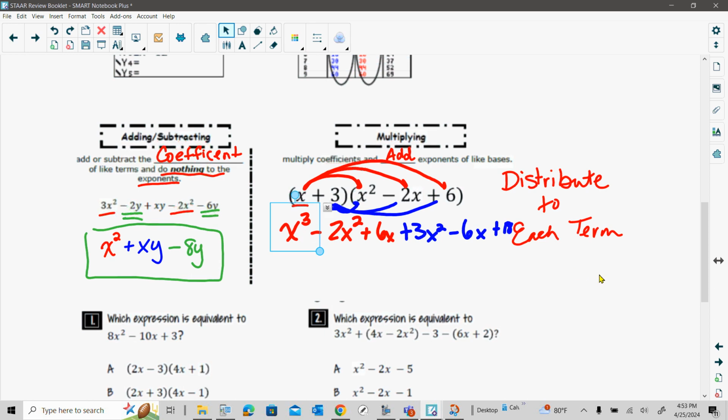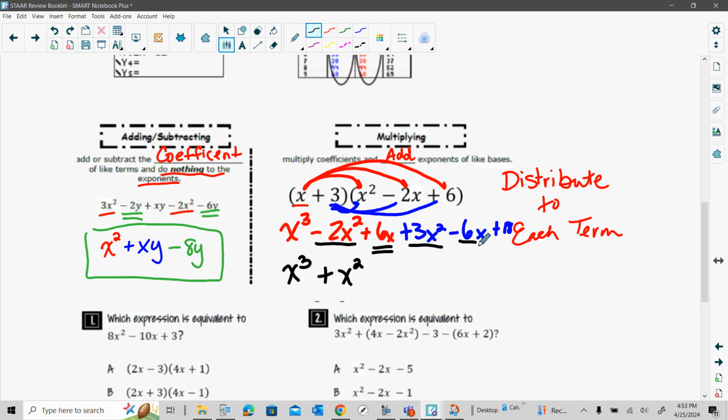All right, so then from here, we're just combining like terms. We want to start with the highest exponent. And our highest exponent is this x cubed. Then the next highest would be the x to the second power, the square. So this minus 2x squared and plus 3x squared is going to leave me with this positive x squared. Then I have plus 6x and minus 6x. Well, that's going to cancel. And then I have my plus 18. And then that's our final answer.